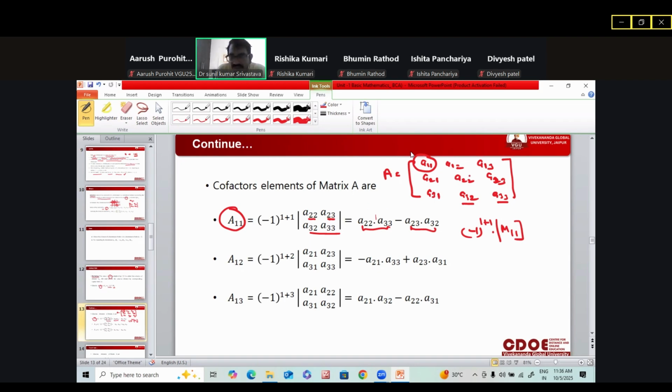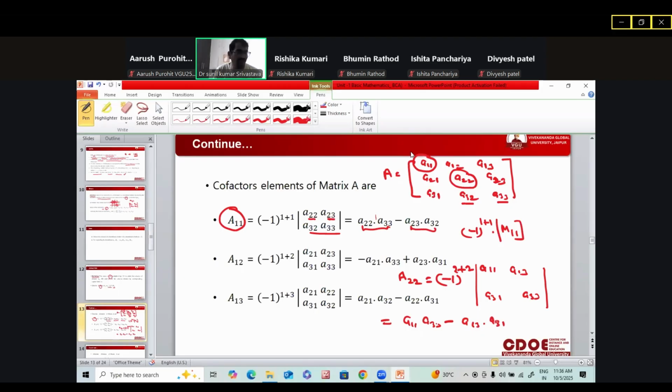Suppose we are going to calculate the cofactor of element A22, denoted by capital A22. How to write it? First of all, we write (-1) raised to the power of the row and column in which it lies. It lies in the second row and second column, so 2 plus 2. Then we take the minor of this one. Since it lies in the second row and second column, the remaining elements are A11, A13, A31 and A33. So the value will be A11 A33 minus A13 A31. This is the minor, and with the sign this is the cofactor value of the element A22.